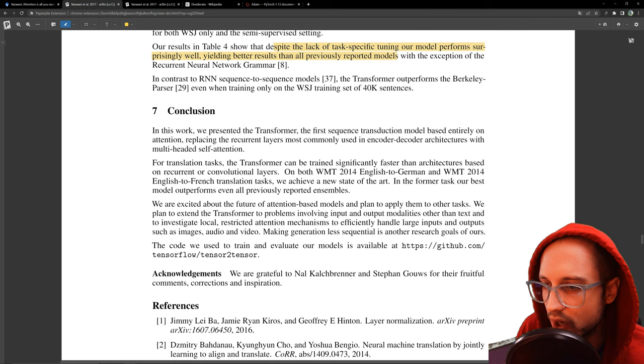you know, they didn't realize what they just discovered here, and that this transformer would become the key architecture for the huge models that we have now. So we are excited about the future of attention-based models and plan to apply them to other tasks.